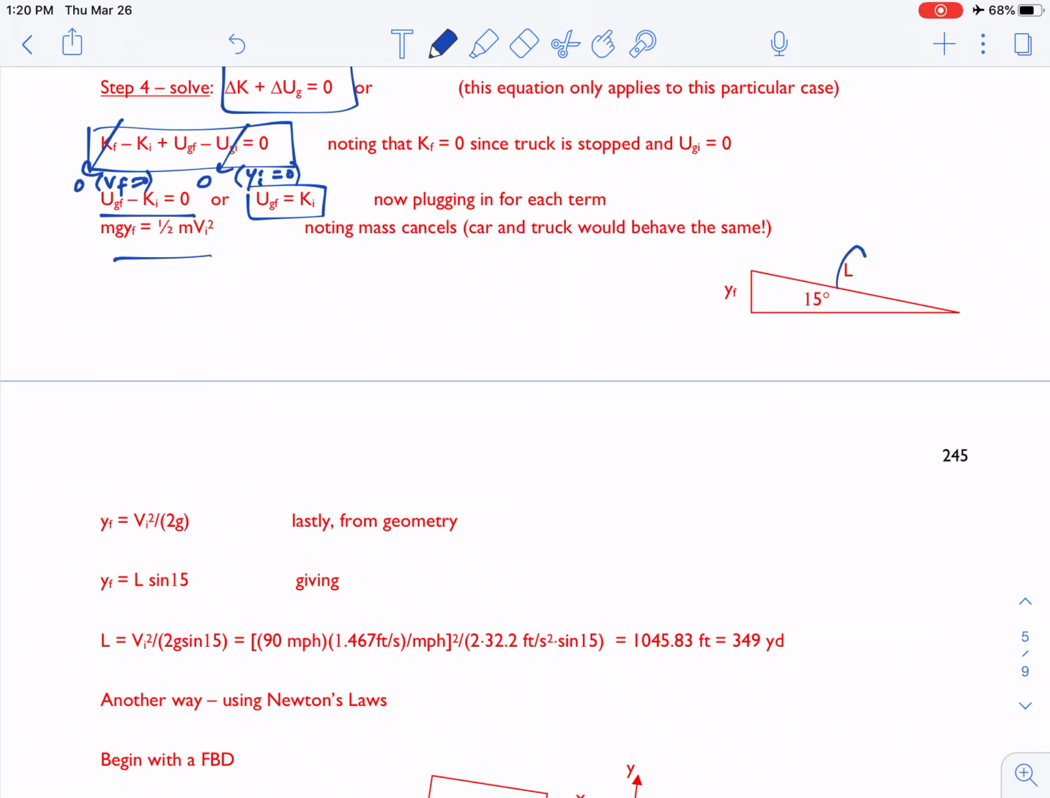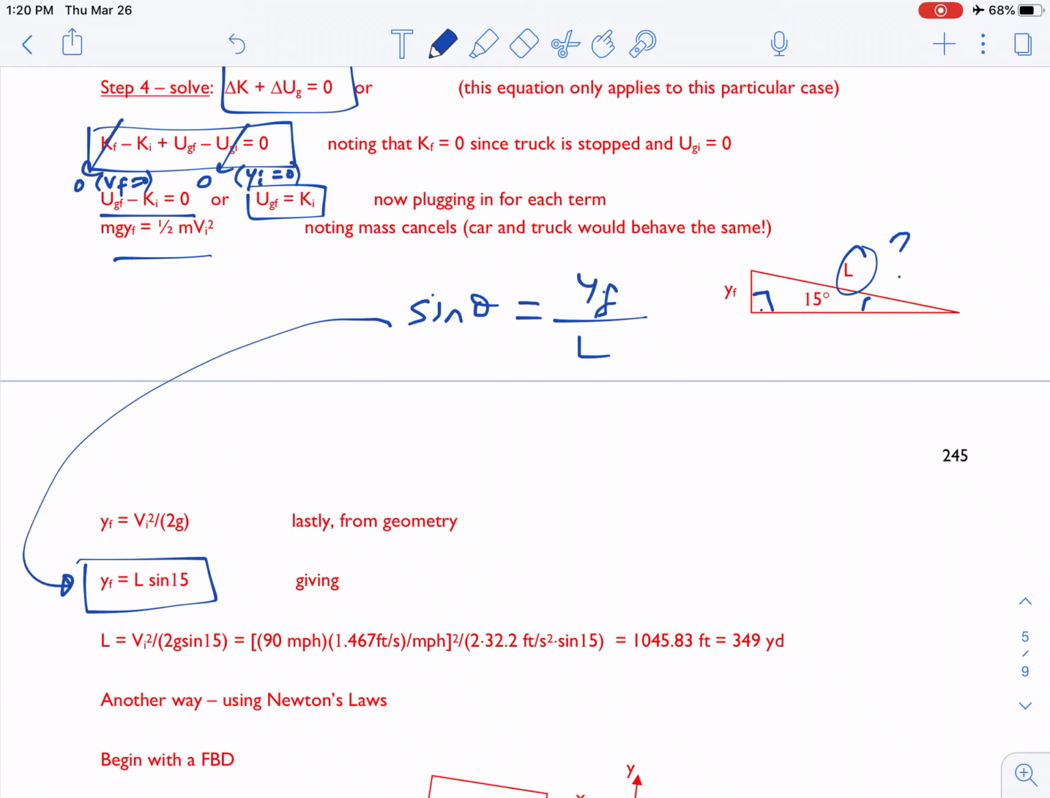But we need to find, if you remember, the length L. It doesn't look like it's in my equation. The good news is we have a right triangle, and y final is opposite to the given angle, 15 degrees, and L is the hypotenuse, so we can write this relation between them. I'm really writing what sine theta is, opposite over hypotenuse, and rearranging this for y final gives me L times sine theta, which is 15 degrees.